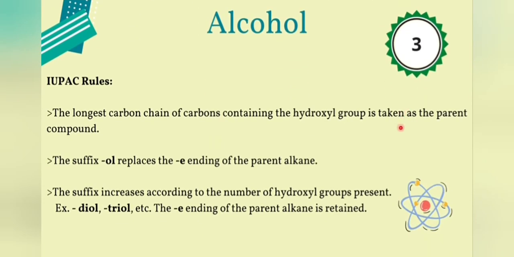For the IUPAC rules for naming alcohols, the first requirement is that the longest chain of carbons containing the hydroxyl group is taken as the parent compound. The second is that the suffix -ol replaces the E ending of the parent alkane. And the third, the suffix increases according to the number of hydroxyl groups present, for example -diol, -triol, etc. The E ending of the parent alkane is retained.